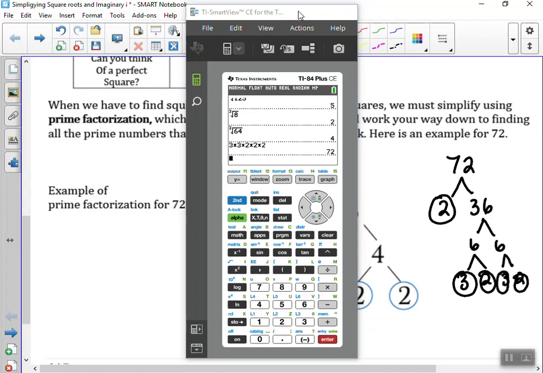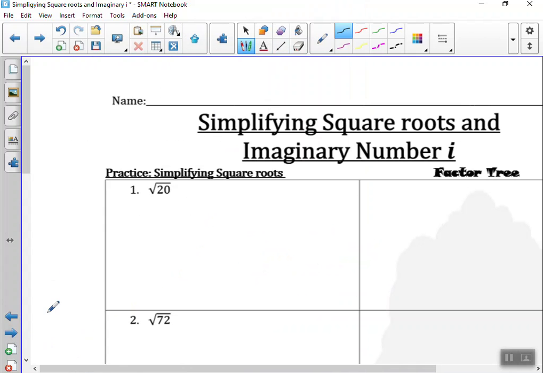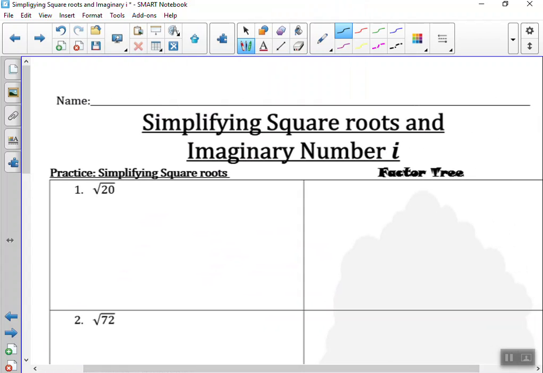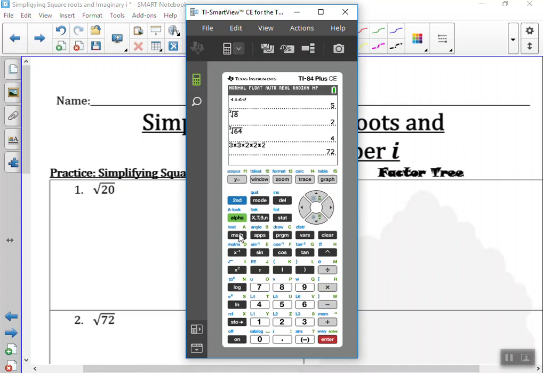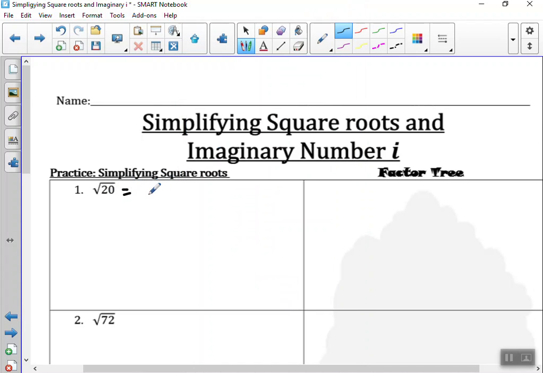Okay? All right, so let's go to our lesson here. When we are simplifying square roots and it's not a perfect square, for example if I want to simplify the square root of 20, I always start off by putting it in the calculator. If I look at the square root of 20 and hit enter, I get a decimal, which means that this is not a perfect square. And I cannot write a decimal here. I have to simplify it. So to simplify it, I start by doing the factor tree. I'm going to write 20 here.